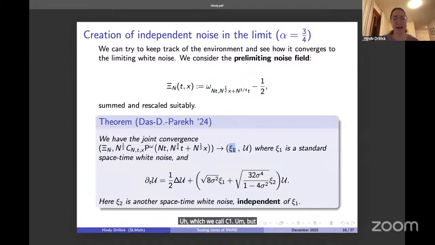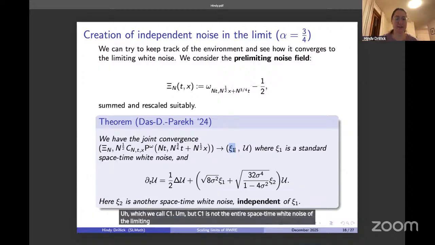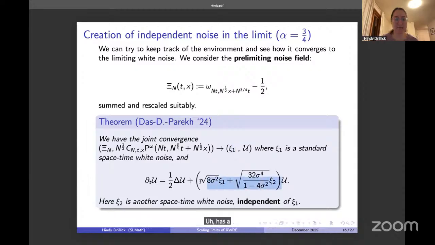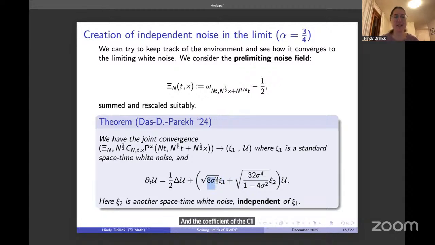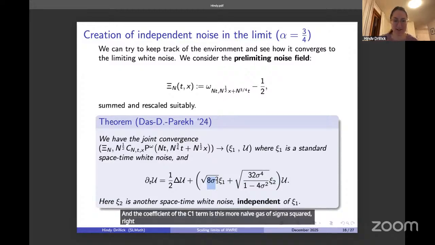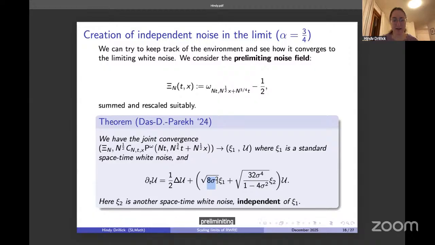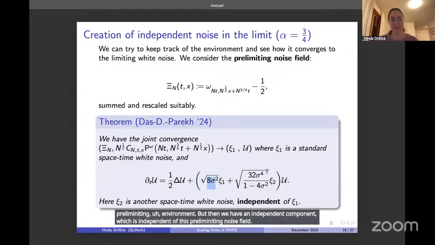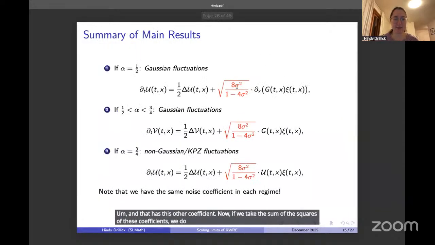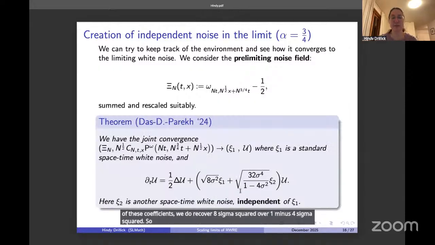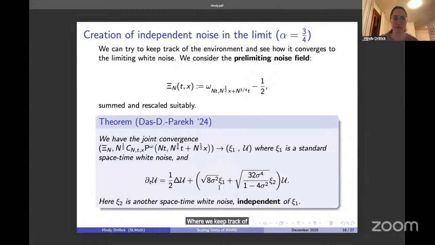But Xi1 is not the entire space-time white noise of the limiting equation. So in fact, the limiting equation has a space-time white noise that can be decomposed into two independent space-time white noises. So one of them is Xi1, which is coming from the pre-limiting noise. And the coefficient of the Xi1 term is this more naive guess of sigma squared, right? Because that's just the variance of the pre-limiting environment. But then we have an independent component, which is independent of this pre-limiting noise field. And that has this other coefficient. Now, if we take the sum of the squares of these coefficients, we do recover 8 sigma squared over 1 minus 4 sigma squared. So this is just a refinement of the previous theorem where we keep track of the contribution from the pre-limiting noise.